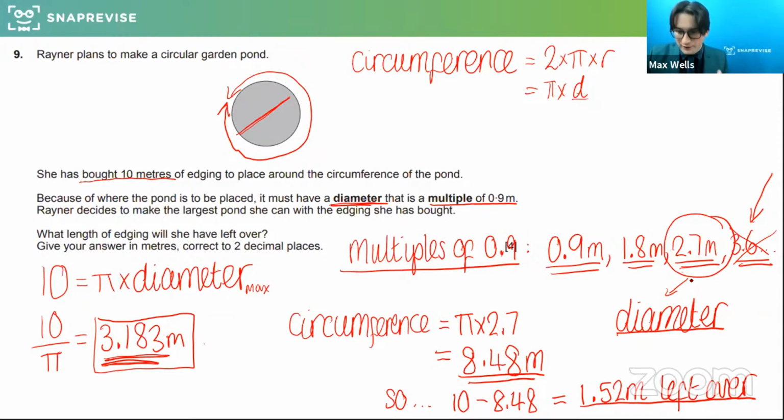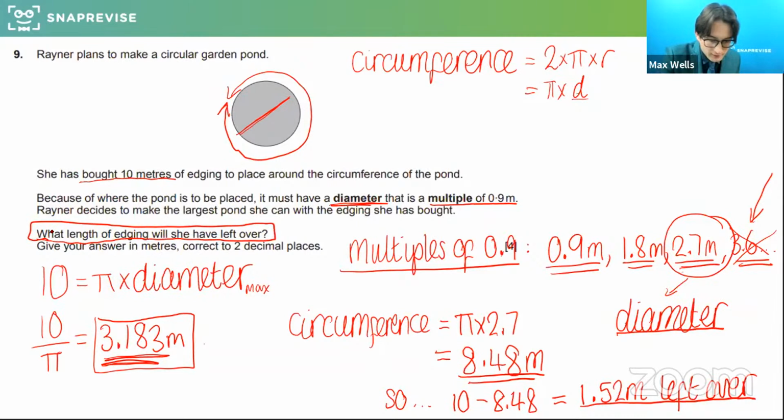At this point, we feel like we're done, but we have to go back to the question and think, it asked me how much will be left over. She bought 10, the actual circumference has come out as 8.48, so I have to take that off of 10 to see what's left over. Good, because it says what length of edging will she have left over.